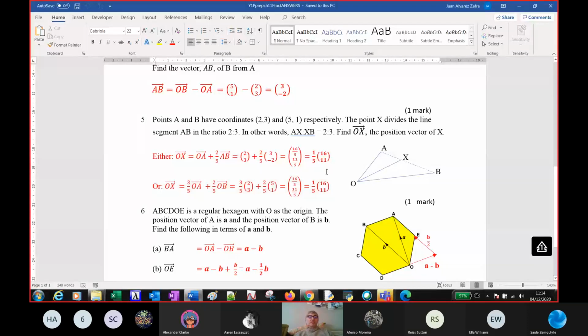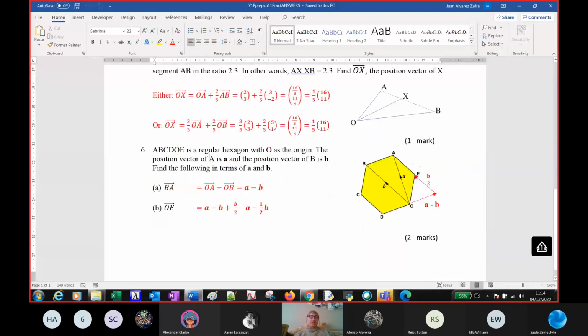And moving on to the last question, we have a regular hexagon, A, B, C, D, O, E, and in this case, it's labeled anti-clockwise. It's conventional to have a shape labeled by the vertices going either anti-clockwise or clockwise. The position vector of A, that's from O to A, is given by the vector lowercase a, indicated by this arrow here. And the position vector of the point B from the origin is given by the lowercase vector b. And we want to work out these vectors in terms of the vectors a and b only.